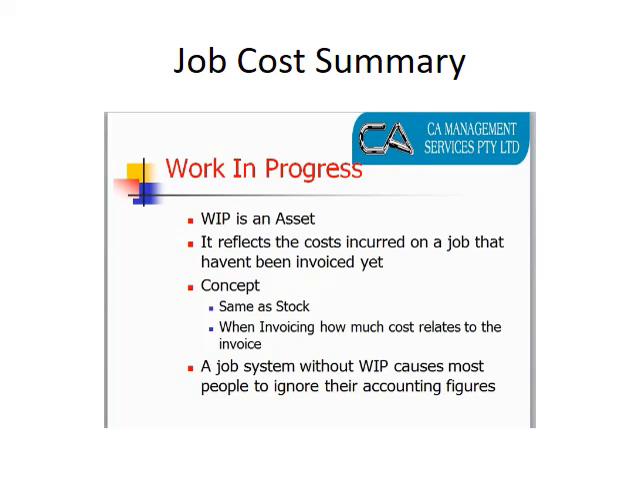Okay, let's have a brief look at work in progress, because work in progress is maybe the key function that's different in clients and a lot of systems. Work in progress is an asset. It reflects the costs incurred on jobs that haven't yet been invoiced. So if you imagine that you're working on a job and you've done 10 hours work, that 10 hours work has a price on it, so therefore you have got a value in that asset.